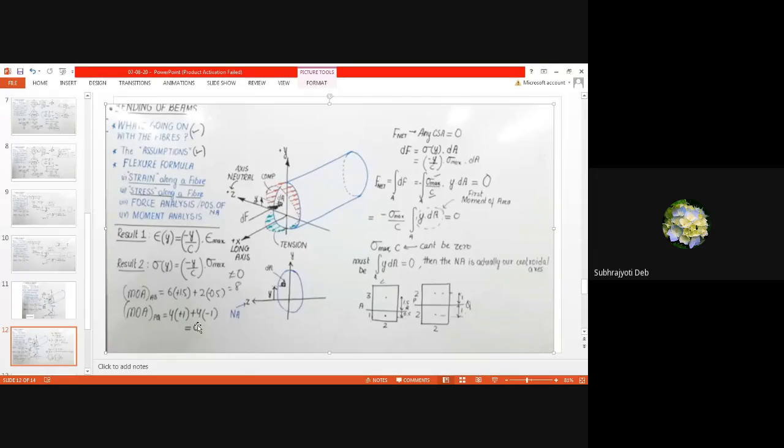So you must have noticed that if your moment of area is equal to 0, the position of this line must be your centroidal axis, isn't it? That is why I have written here, if the moment of area is equal to 0, then the neutral axis is also actually our centroidal axis. Okay.